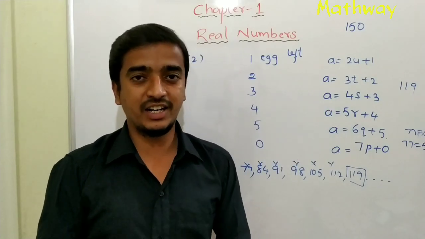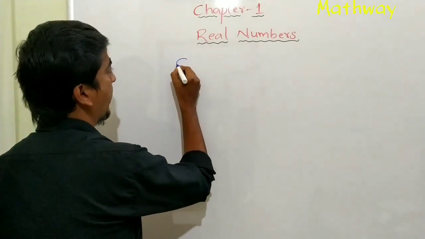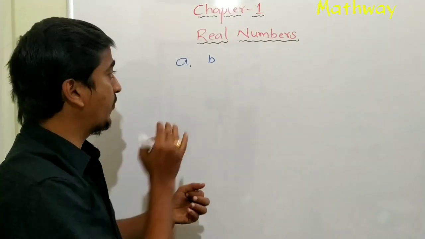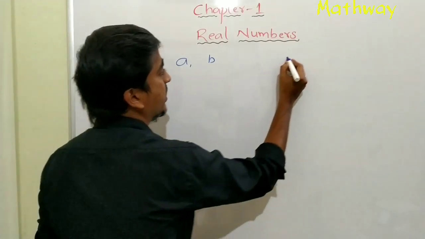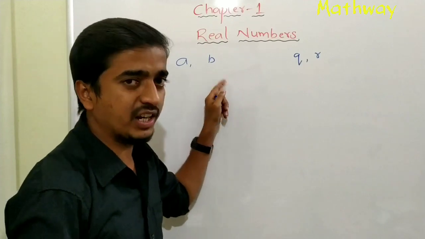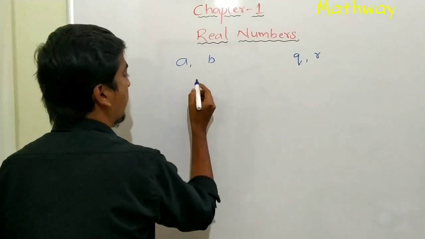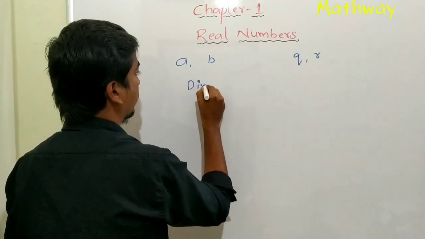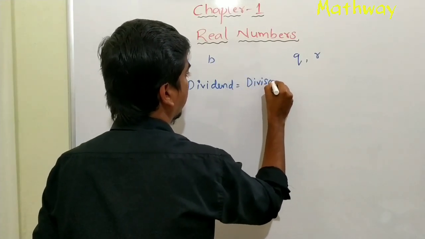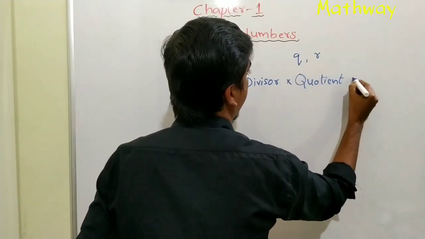So let us understand the division algorithm. For each pair of positive integers a and b, here a is the dividend and b is the divisor. For each pair of dividend and divisor there exist a quotient and remainder. Let me write this in equation form. So this can be written as dividend equals divisor into quotient plus remainder.